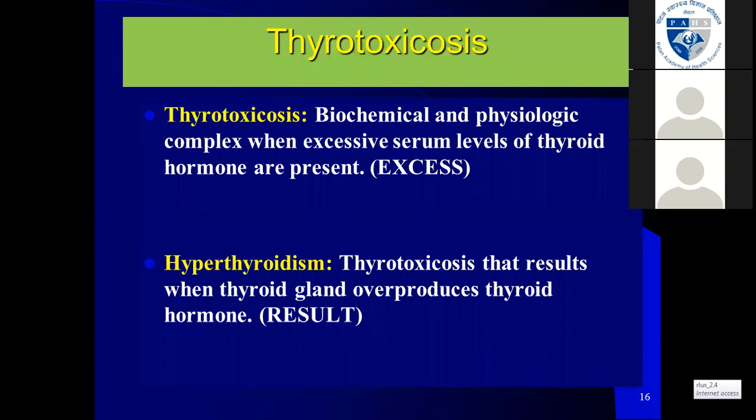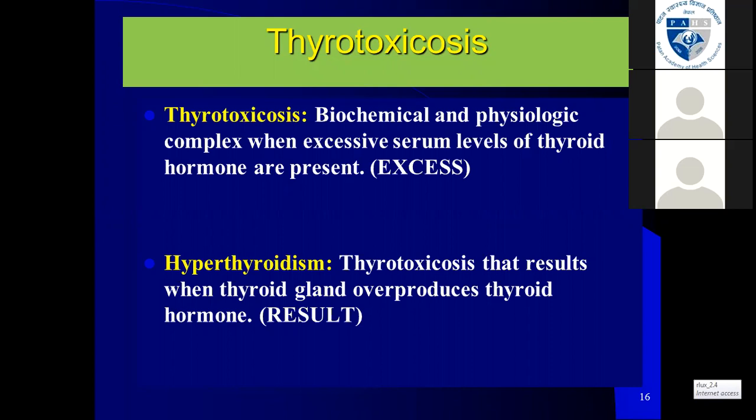Now coming to thyrotoxicosis. Before going to thyrotoxicosis, we should know what is the difference between thyrotoxicosis and hyperthyroidism. Thyrotoxicosis is a biochemical and physiological complex when excessive serum levels of thyroid hormone are present. It means there is excess thyroid hormone.